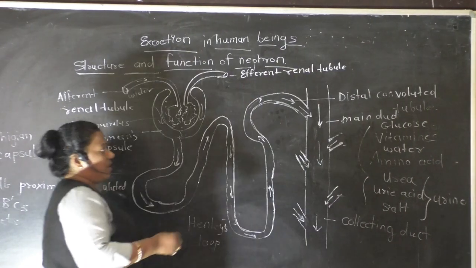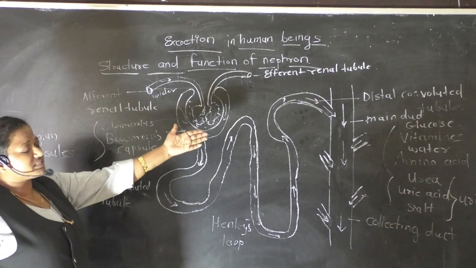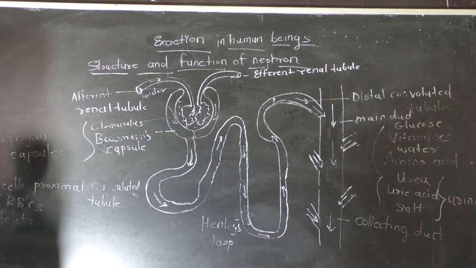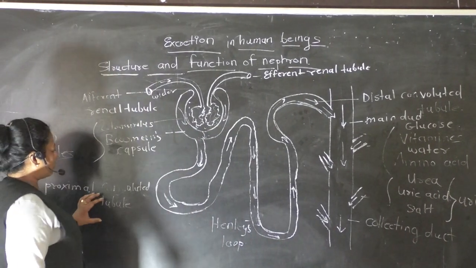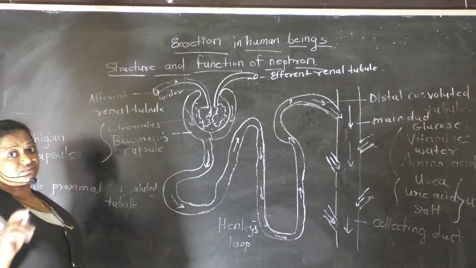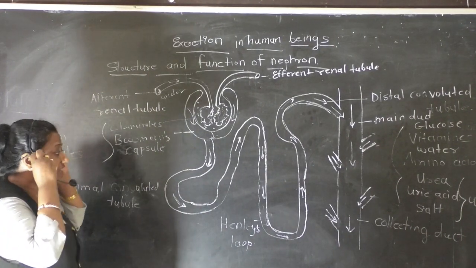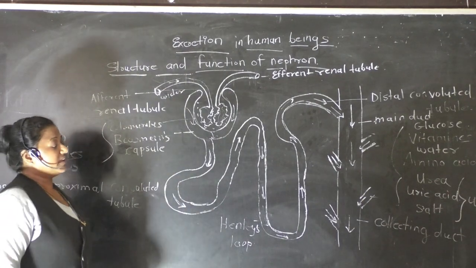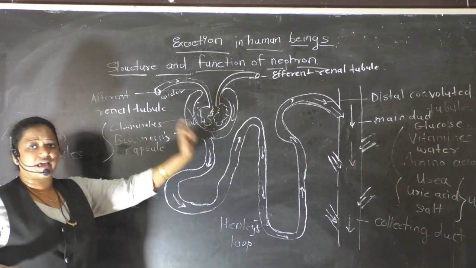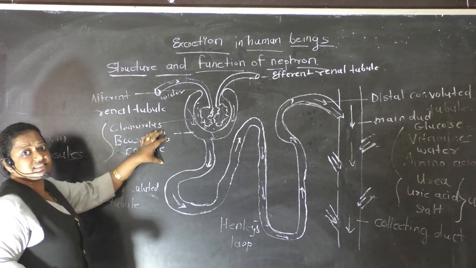the body has to get back, or the body requires this part. This part does not come into the excretory system, or this part does not come into excretion. So what happens here? Now, from the proximal convoluted tubule, this is filtrate. Still I cannot call these particles urine. Why have I not called these particles urine? Because these particles contain glucose, vitamins, water, amino acids. So these are still not urine. So I can call this the glomerular filtrate.